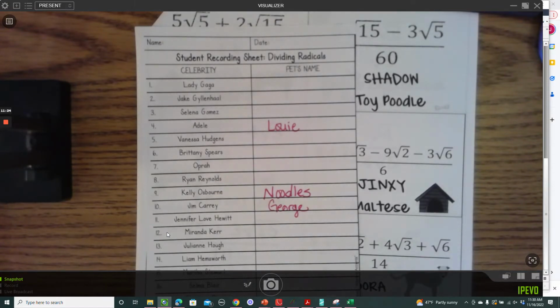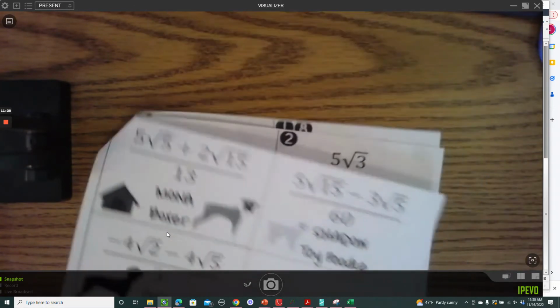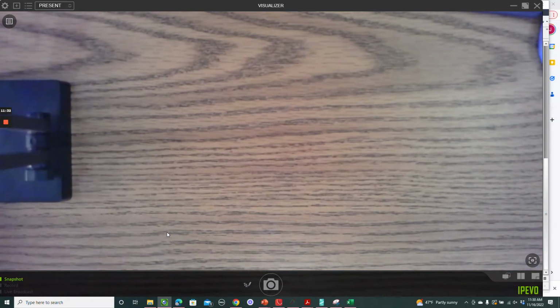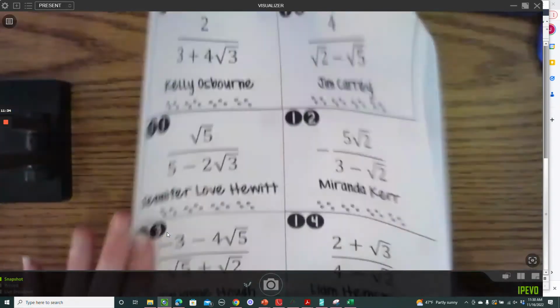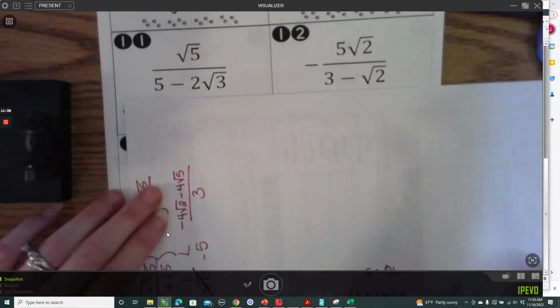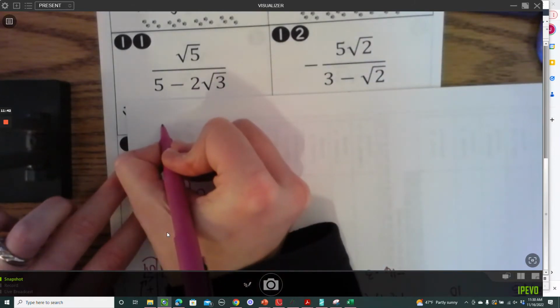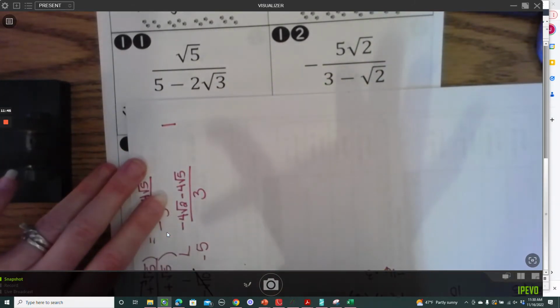Let's skip to Miranda Kerr. Let's go to number 12. Do y'all know who Miranda Kerr is? Sex and the City, the redhead? Okay, we are going to ignore this negative. We're going to leave it there. We're not going to mess with it yet.